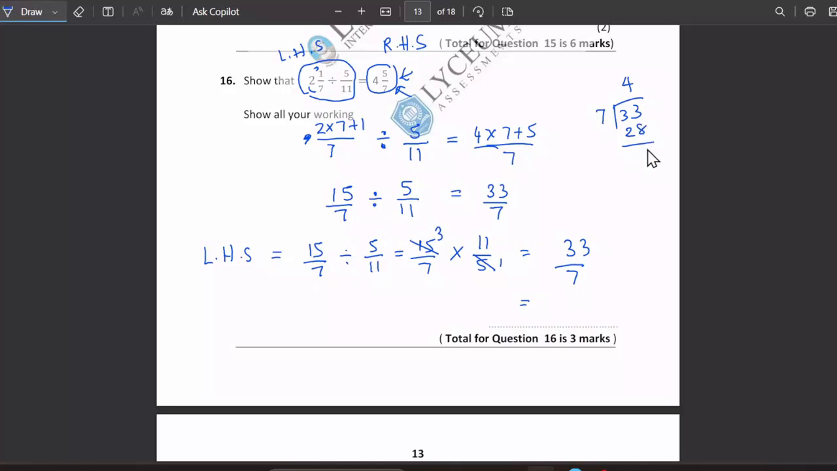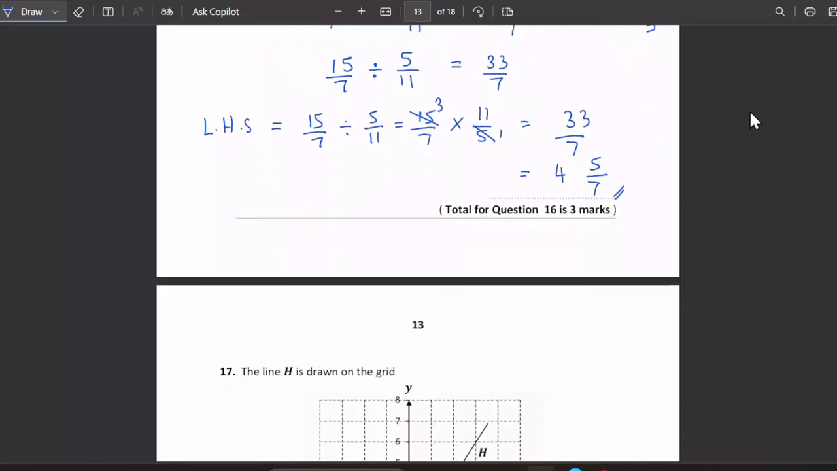We are remaining with 5. Okay. So then we can write 4. 4 whole numbers are there and 5 over 7 is there. So we show that this thing is equal to this fraction. Okay.